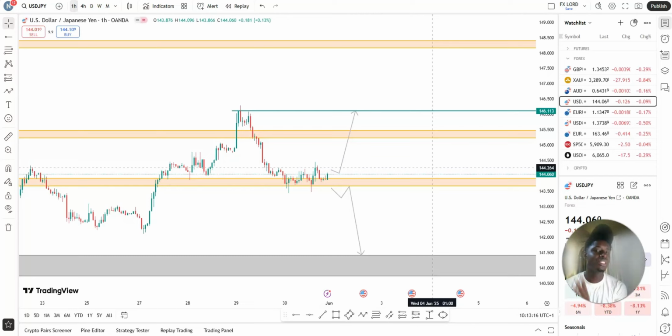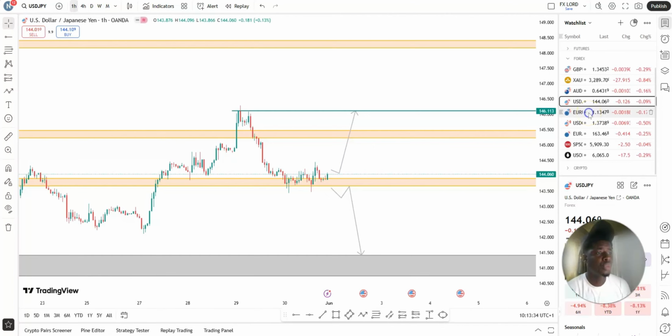We are only following the trend. We are trading according to the market. We are following the market. We are not trying to force it to do anything for us. So that is the way you stay profitable. You don't force the market, you only follow the market. Okay, so that is that for USD JPY.